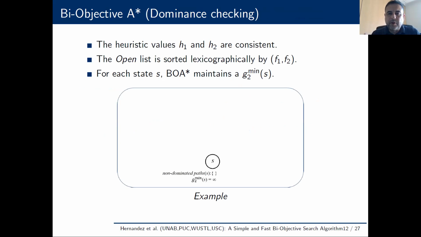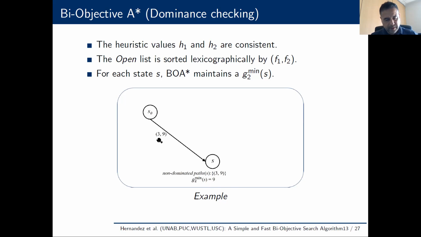How does our dominance checking process work? For the search we use H1, H2 heuristics that are consistent, and the open list is sorted lexicographically by F1 and F2. For each state S, BOA*, Bi-Objective A star, maintains a G2 min value of S. For instance, we have the same example, and now the non-dominated path set of S is empty. The G2 min of S is infinity. The first path arrives.